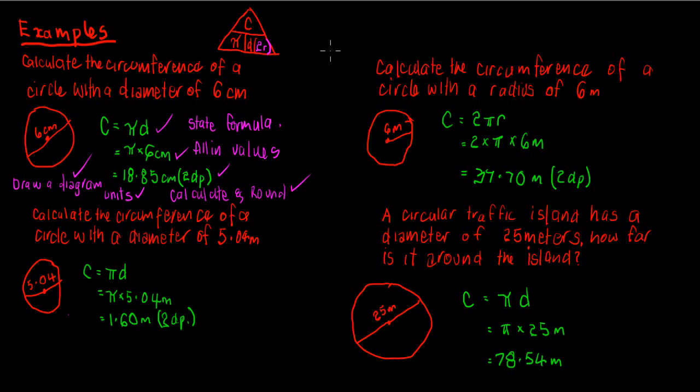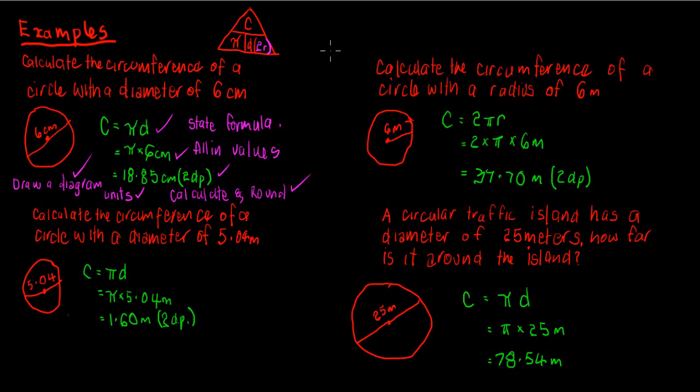Okay, the first thing to do, and what I've done here in magenta or purple, is to indicate what you would do in a test or exam situation, where you would get your marks. The first thing is to draw a diagram. So there's my circle, showing my diameter going through the center, and it's 6 centimeters. Next, I've got my little triangle up there, put my finger on C, and C equals pi times D. So state the formula that you're using.